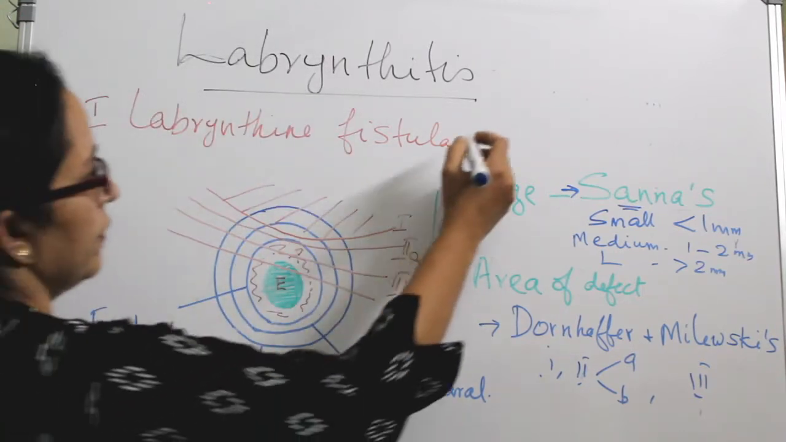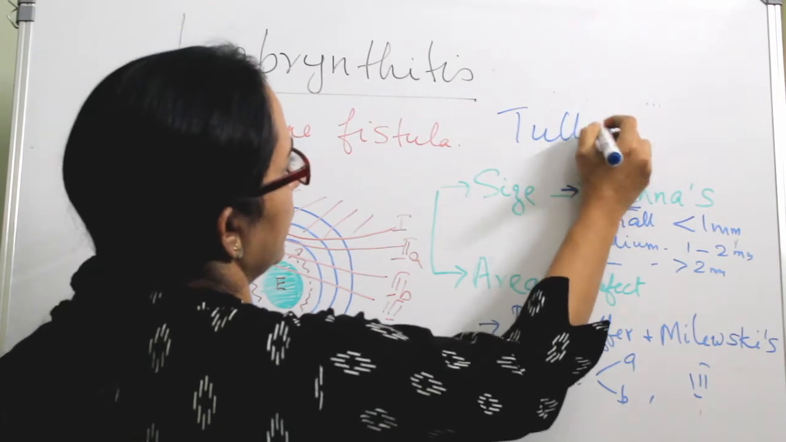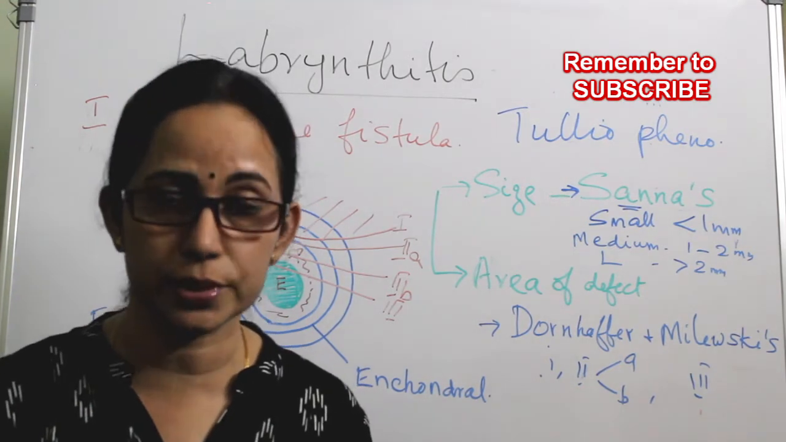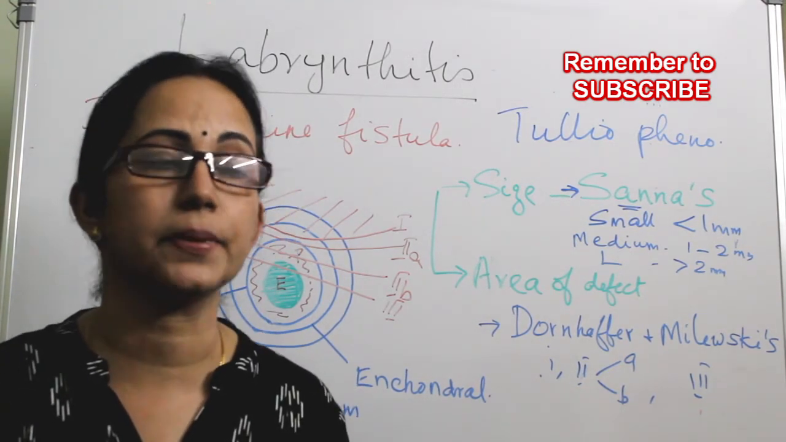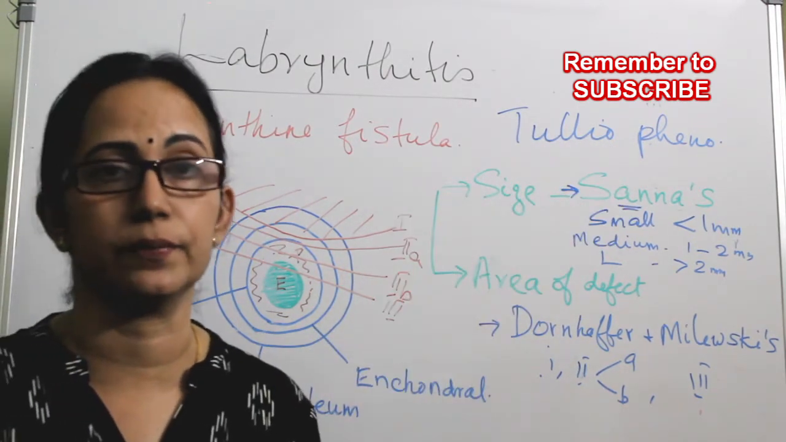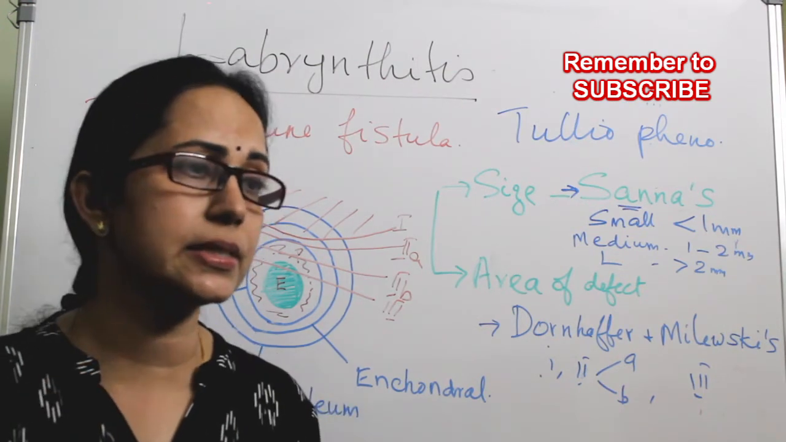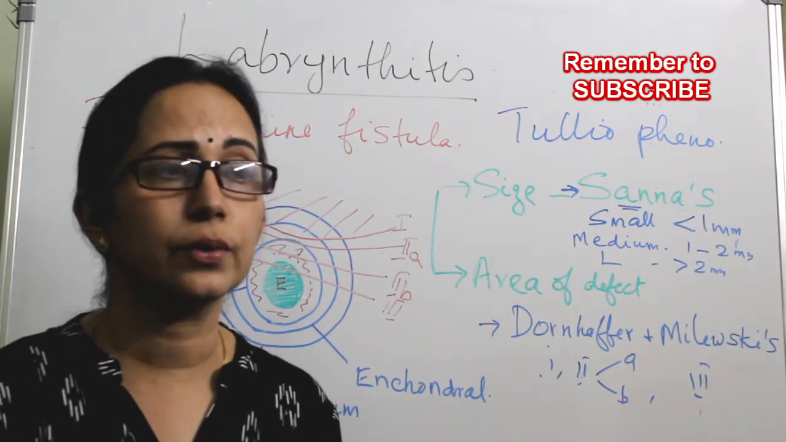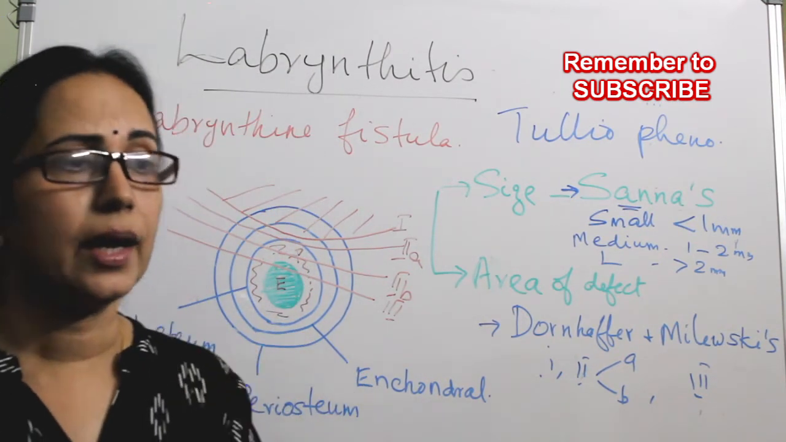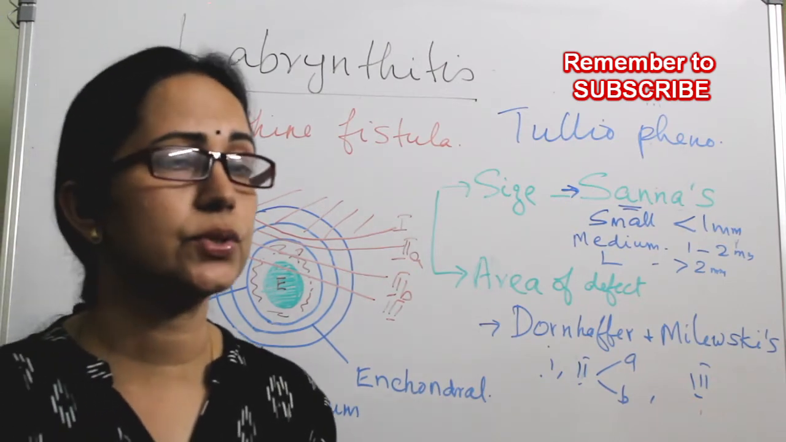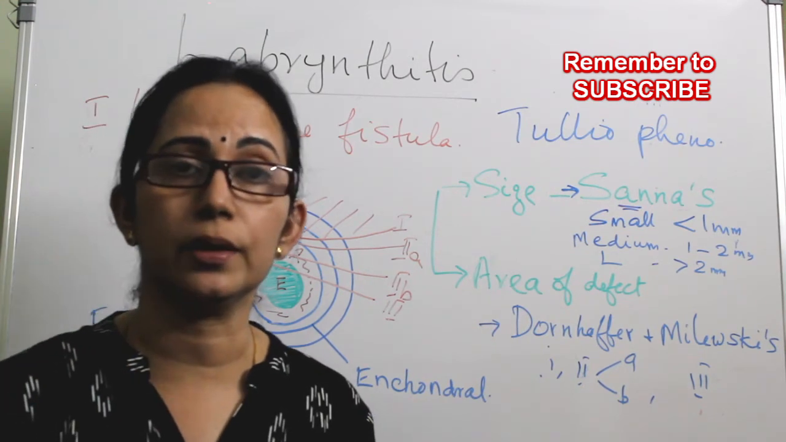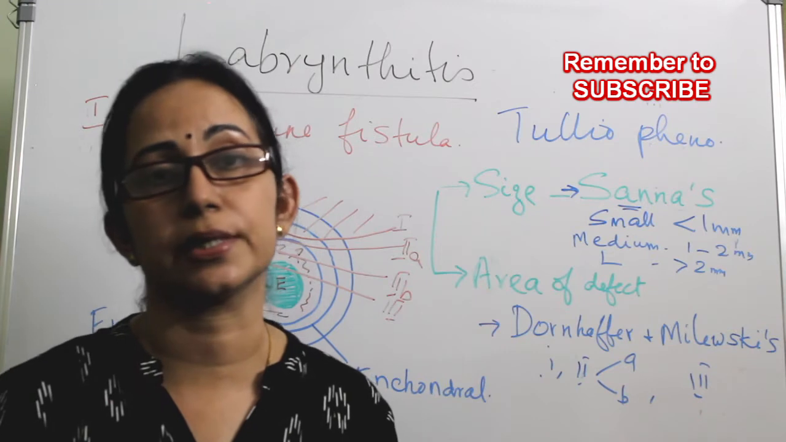So the one thing you have to know is Tullio phenomenon. What is this Tullio phenomenon? Exposure to loud sound will cause transient periods of imbalance. That may be present in a case of labyrinthine fistula. So if the patient is asymptomatic, how can you diagnose that? That's the question. A high level of suspicion is needed, especially in a patient with a cholesteatoma, if the patient is complaining of Tullio phenomenon or a fistula test is positive.